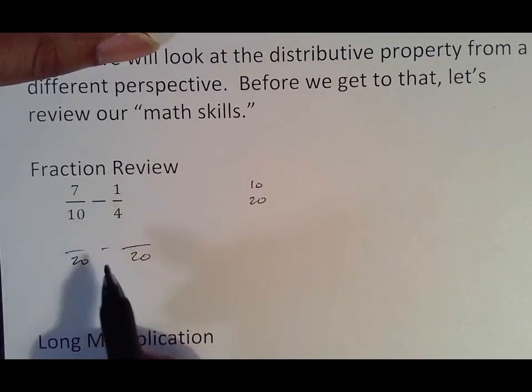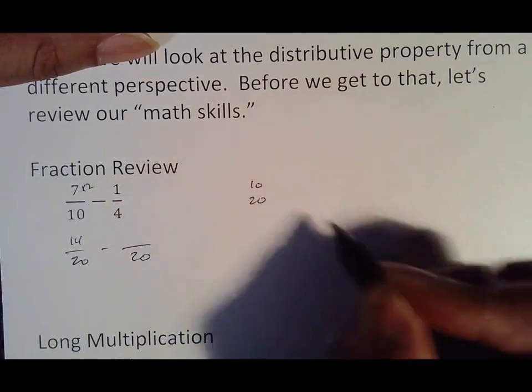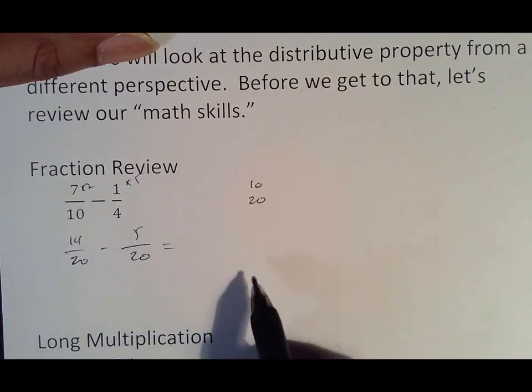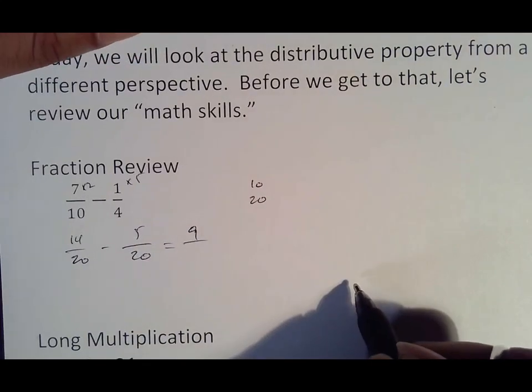Also remember, you want to copy the sign as is. 10 turns into 20 by multiplying by 2. 4 turns into 20 by multiplying by 5. In the end, 14 minus 5 is 9. Again, feel free to use your calculator for that part.